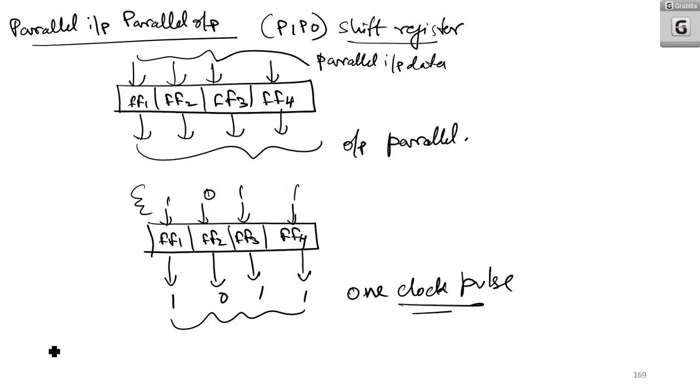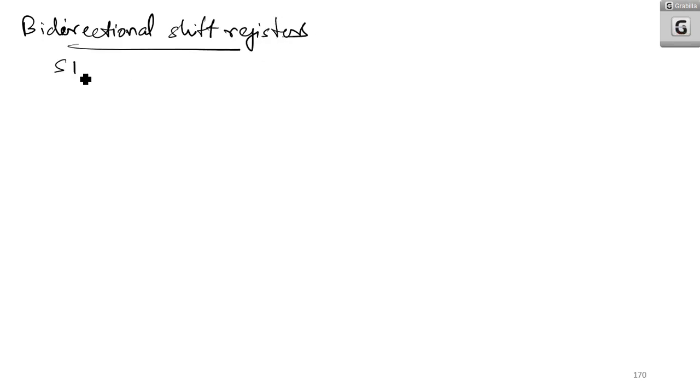Now, coming to a little bit different type of shift registers, there is the bidirectional shift register. That is the general concept. Bidirectional shift registers means it is basically a serial input, serial output shift register. But the only difference is that data can be fed in from the left side or the right side.